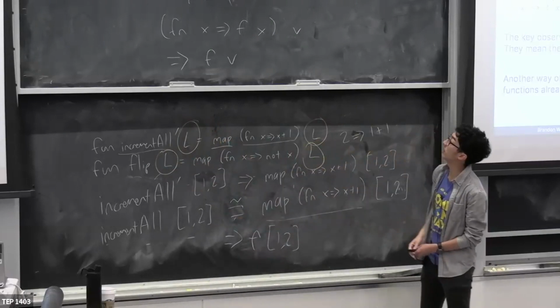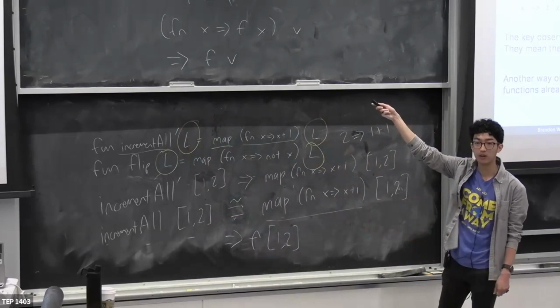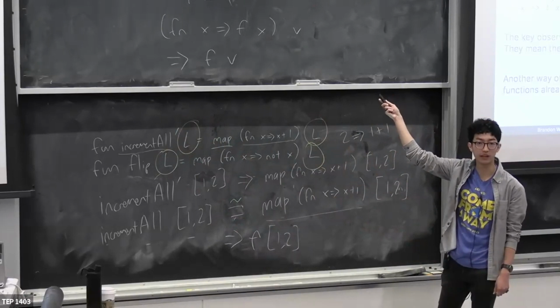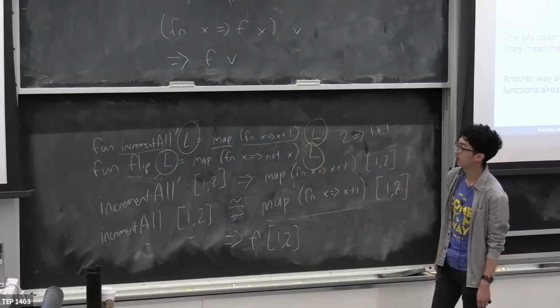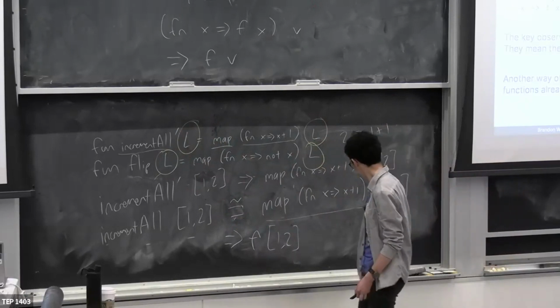And what did I do when I defined increment all above? I cut out the middleman. I removed the L. I took the L, you could say. All right, everyone cool with that? All right, great. We do have other stuff to cover.